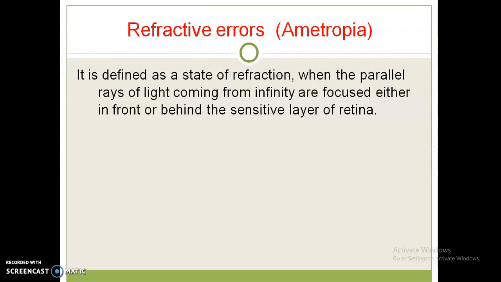Then the refractive errors. Emmetropia is the normal power of refraction, and ametropia is refractive error. It is defined as a state of refraction when the parallel rays of light coming from infinity are focused either in front of or behind the sensitive layer of the retina. Normally the image is focused on the retina, but in refractive errors the image will be either in front of the retina or behind the retina. That is the error of refraction.